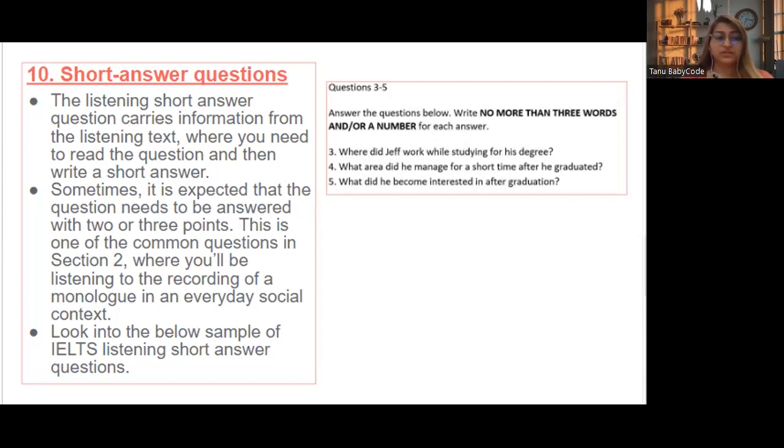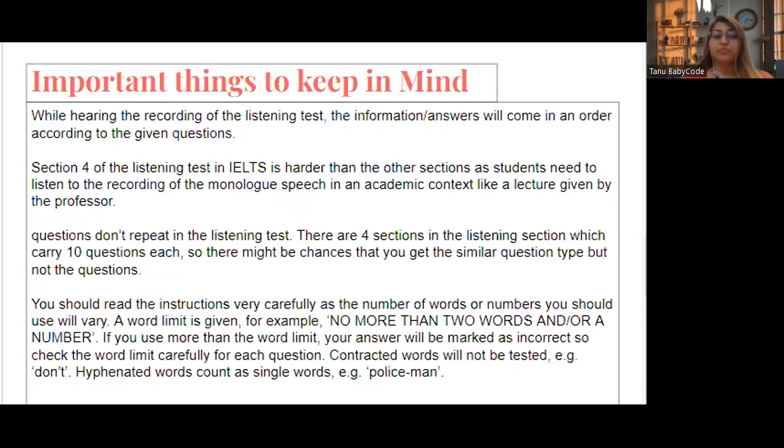Now we already discussed the types of questions. Some important things you need to keep in mind: while hearing the audio, your answers will come in order according to the given questions. That means your questions are designed in the sequence of your audio.